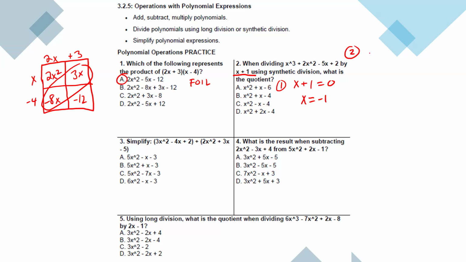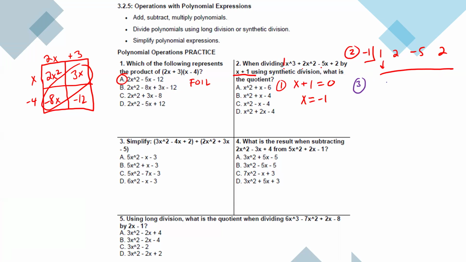Step two is the setup. You're going to set it up with your x on the outside. And then on the inside are just your coefficients and constants. So my coefficients are 1, 2, and negative 5, and my constant is 2. So we have 1, 2, negative 5, and 2. This is our setup for synthetic. After you set up, now step 3 is we're going to multiply diagonally and then put the answer and then add vertically and repeat until we can't anymore.